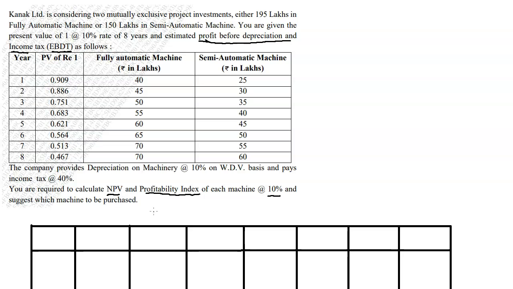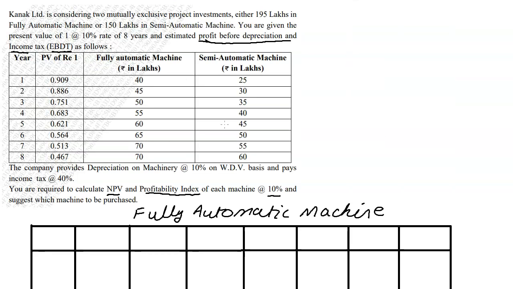Okay, so the title for this is going to be calculation, or you can simply put the name of the machine. So fully automatic machine. And whenever you're solving these kinds of sums, try and factor in as much of the data as possible, simply by picking up the numbers and putting them. Alright, so we are concentrating on the fully automatic machine for now. So 195 lakhs is the investment, and keep in mind the investment is something that comes right at the bottom. So we'll place it later.